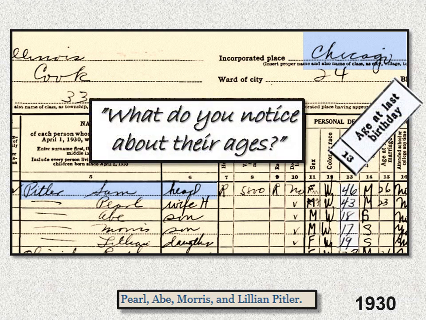Now, if we look closely at this, what do you notice about their age? So I'm looking at the age column of the 4 of them. I'm mostly interested, of course, in Pearl and the kids. So actually 5 ages there.